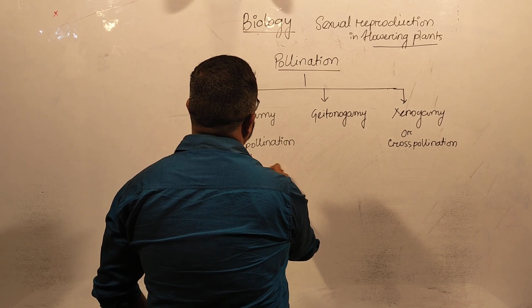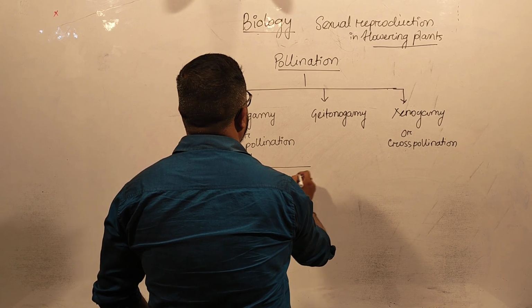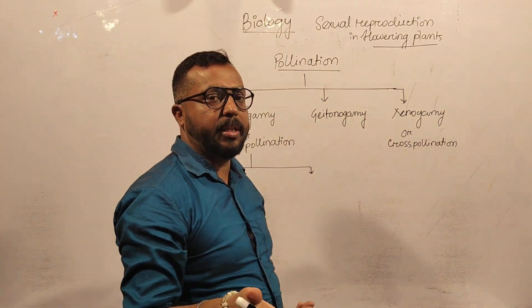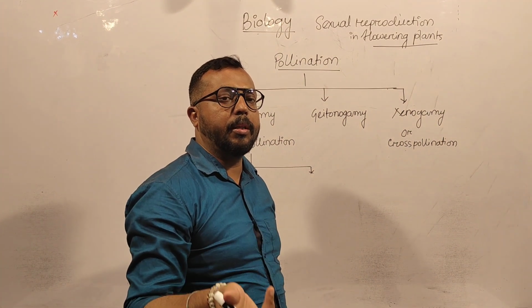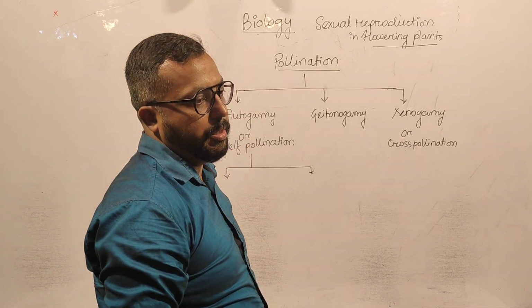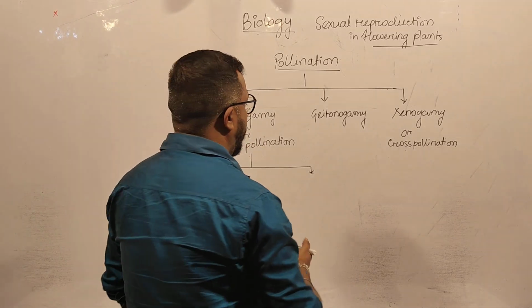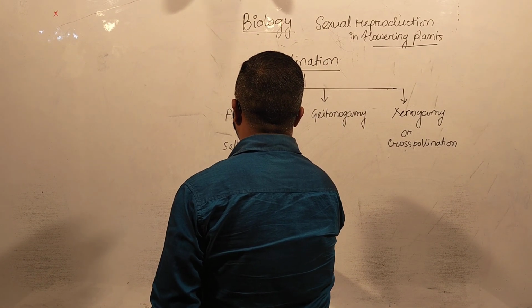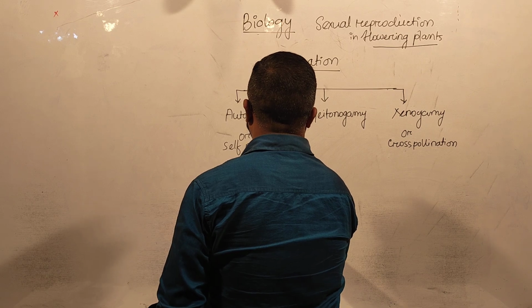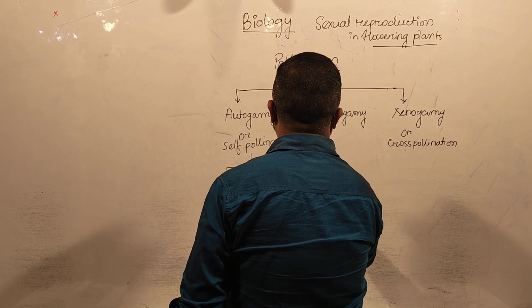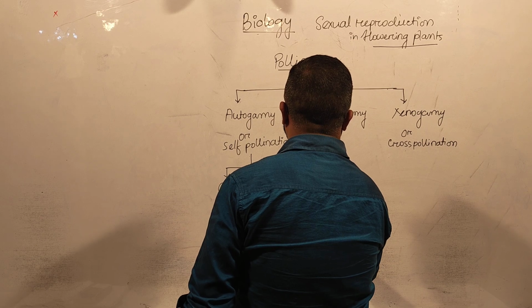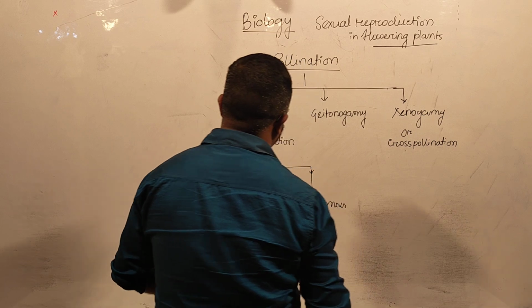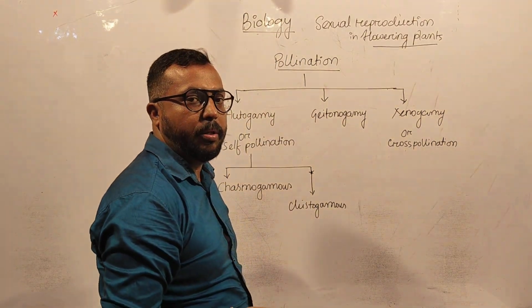Autogamy or self-pollination means when the pollination is taking place inside the same flower. It is called autogamy or self-pollination. But there are two different types of flower in one kind of plant. One is the chasmogamous flower, and the other one is the cleistogamous flower.